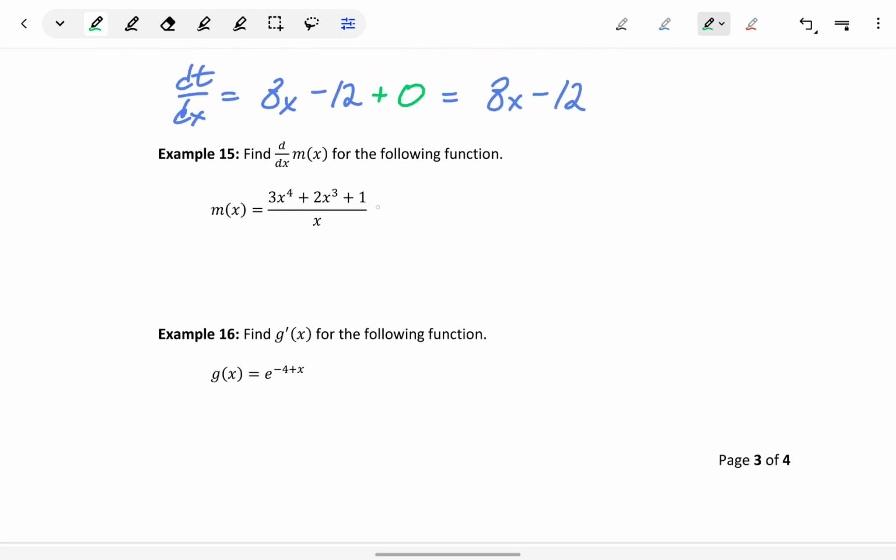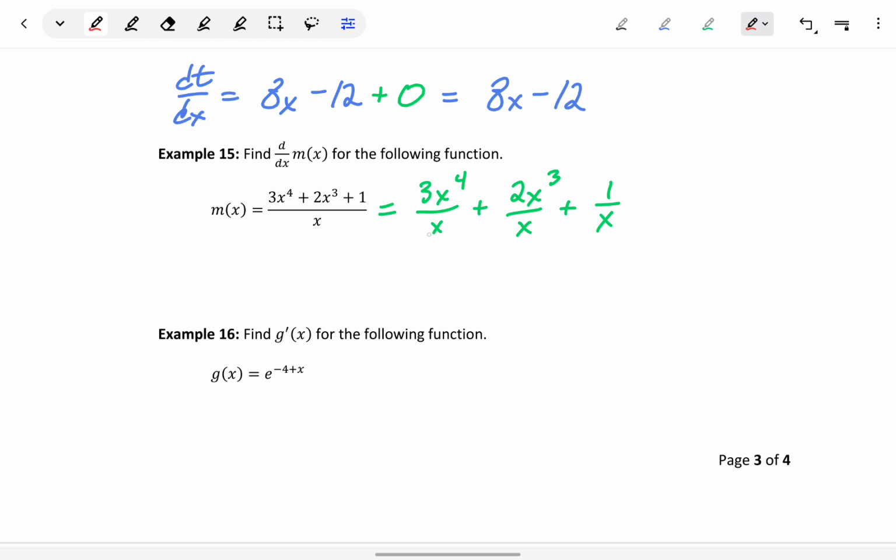In example 15, we can take this rational function, and since we have just a single term in the denominator, we can break it up as the sum of multiple fractions, meaning we could rewrite this as 3x to the fourth over x plus 2x cubed over x plus 1 over x. That works because now what we have are three simpler rational functions with a common denominator. We could add those together and get back to the function we started off with.